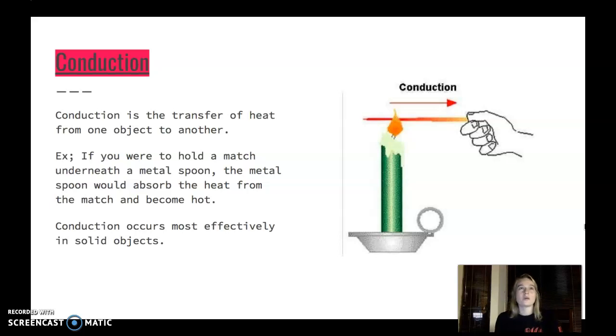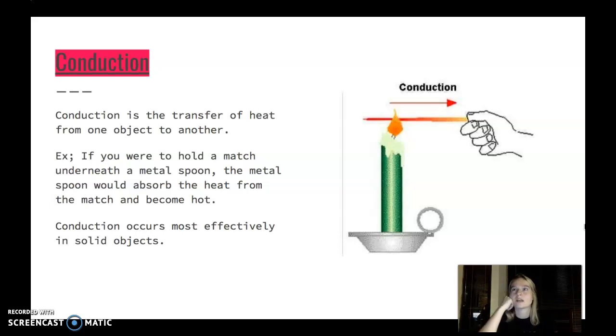Okay, now one example that I used on here is if you were to light a match, that match puts off light, that match puts off heat, and the match is very hot, so don't touch it. But if we were to take that match and put a metal spoon over the top of it, which we learned metal spoons are conductors, what do we think would start to happen? It would probably start to heat up, right? So that is what conduction means. So conduction is the transfer of heat from one object to another.